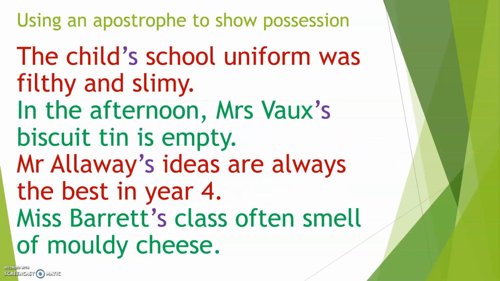So let's look at a couple more examples. The child's school uniform was filthy and slimy. The apostrophe S after child tells you that that child owns the school uniform. In the afternoon, Mrs. Vaux's biscuit tin is empty. That's telling you that the biscuit tin is owned by Mrs. Vaux because Mrs. Vaux has an apostrophe S after it.